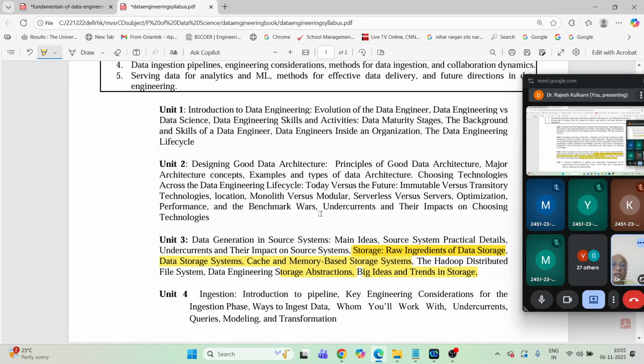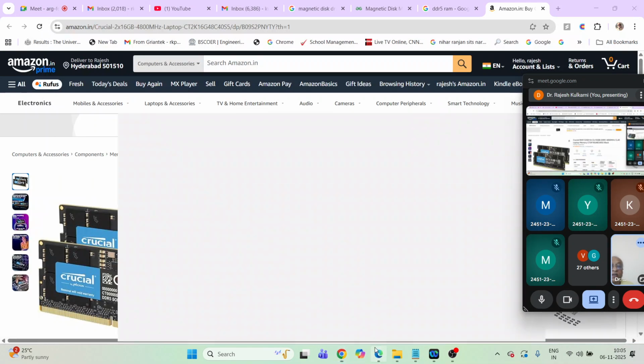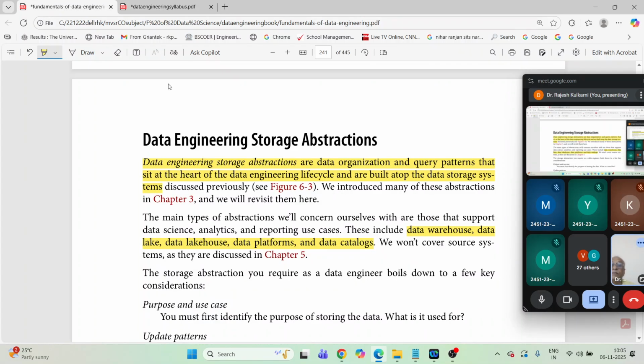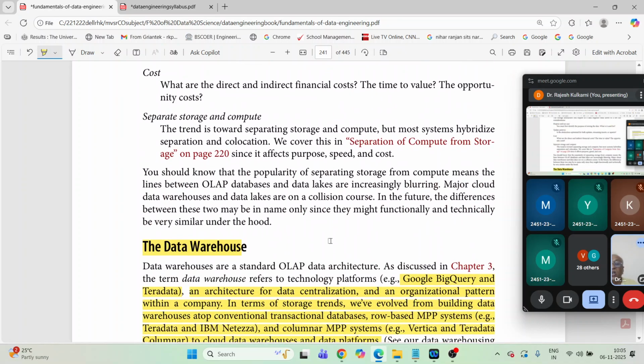Coming to the next syllabus point, let us see. The next syllabus point is data engineering storage abstractions. Let us look at what is mentioned there. This is it, data engineering storage abstractions, and under it I have data warehouse, data lakehouse, data platforms and data catalogs. In the class we had covered data warehouse and data lakehouse. So we'll be just looking at data platforms and data catalogs.